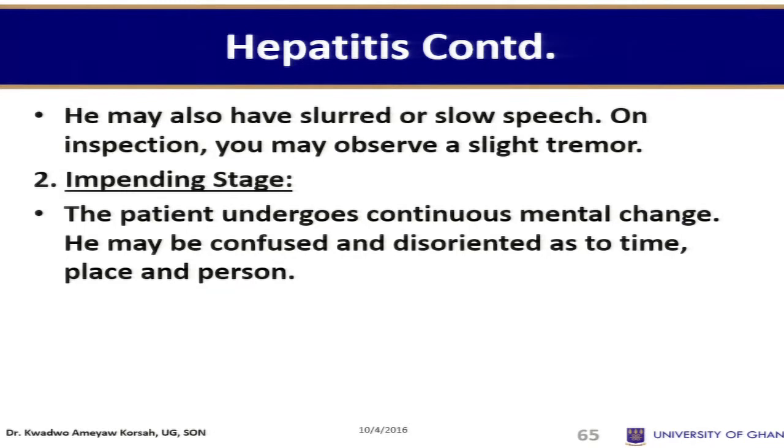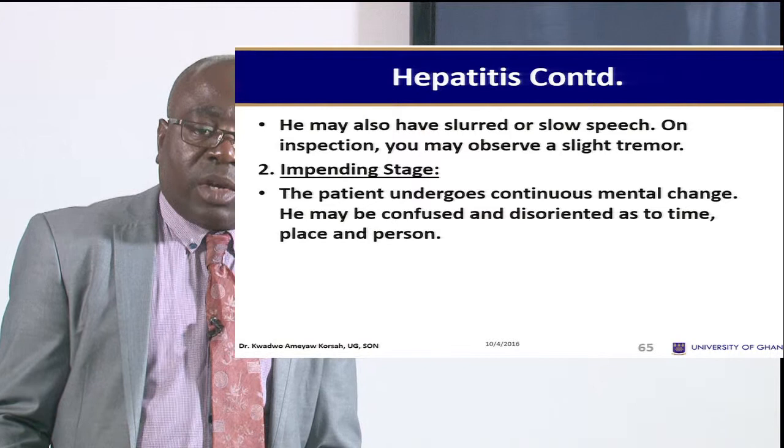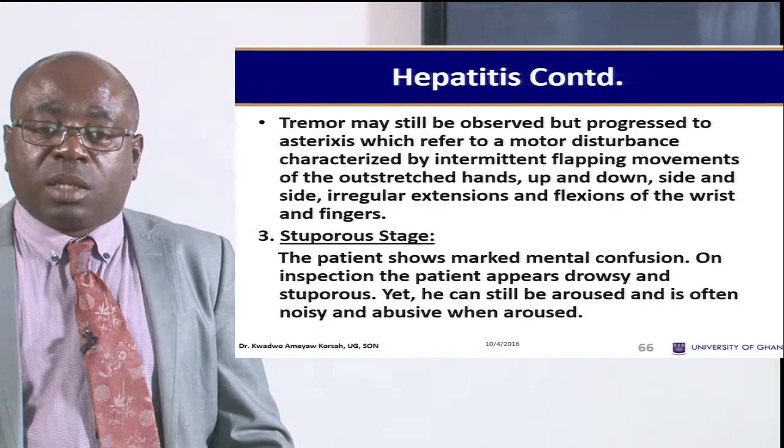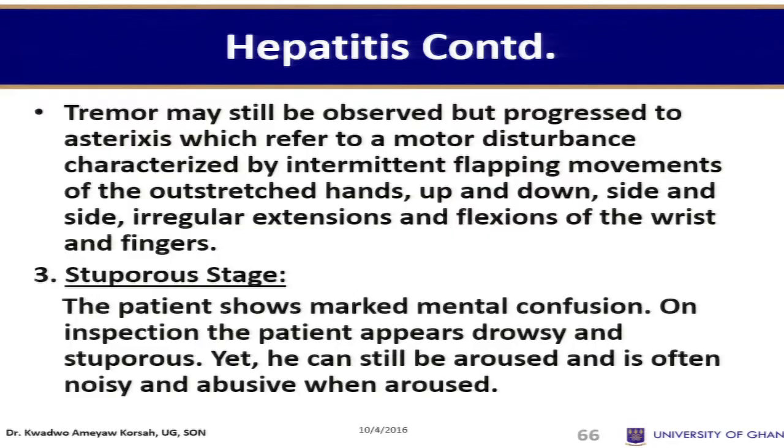And so the patient undergoes continuous mental deterioration, and may be confused and then disoriented as time goes on. Place may also be affected, and disorientation to person may also occur. Tremor may still be observed, but progresses to asterixis, which refers to a motor disturbance characterized by intermittent flapping movement of the outstretched hands up and down, and irregular extension and flexion of the wrist is also likely to occur.